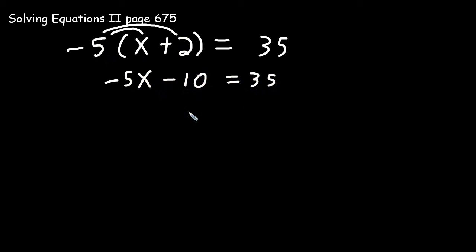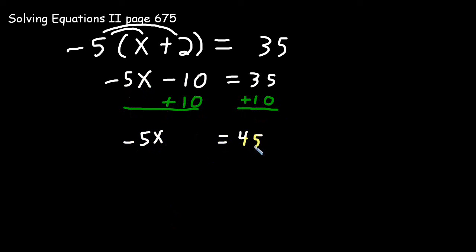So you always want to do the opposite. What's the opposite of minus 10? It will be plus 10. So if we add 10 to each side, that will get rid of the minus 10 for us. Whatever you do to one side of the equation, you must do to the other side. So I'm adding 10 to each side of the equation. That would leave me here with minus 5x. And when I add here, I have 0. And on the right side, when we add, we have 45.